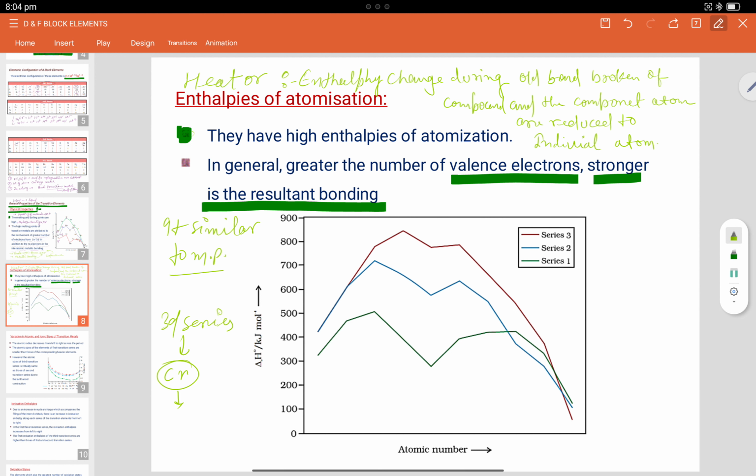So in the chromium atom we are having more unpaired electrons. What you know? 4s1 3d5, so total unpaired electrons will be 6, so it is having high atomization. So directly you can write heat of atomization, delta H, AT, is directly proportional to number of unpaired electrons. So this is the concept.